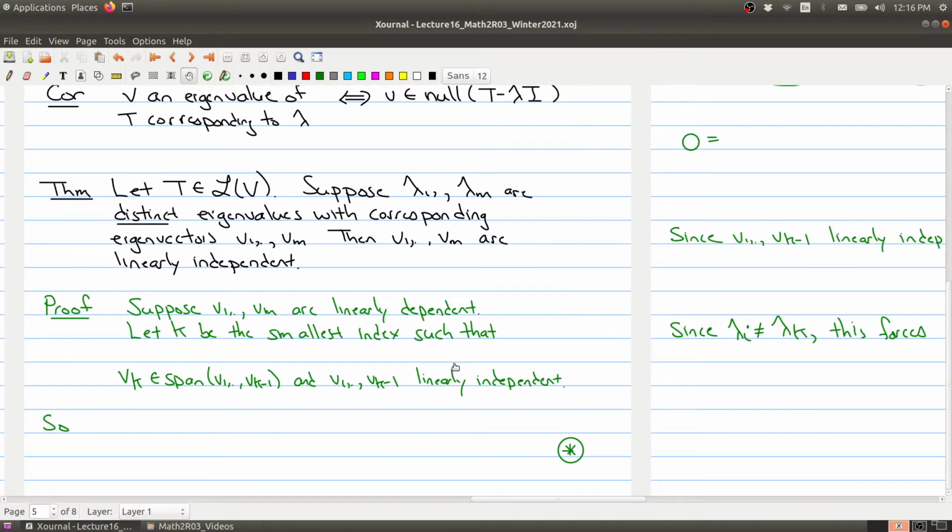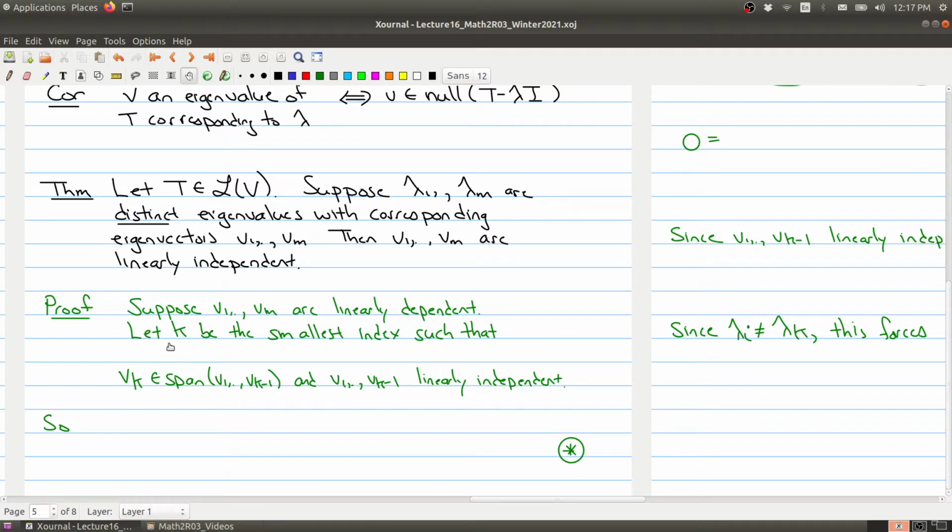Now, probably one of the more important results about eigenvalues and eigenvectors is the following theorem. Let's take a second to read carefully what it's saying. Let's say we have a linear operator and we know that lambda 1 to lambda m are distinct eigenvalues, and here are some corresponding eigenvectors, v1, v2 up to vm. Then here is the really nice result: v1 through vm are going to be linearly independent vectors. So that's a great thing to know.